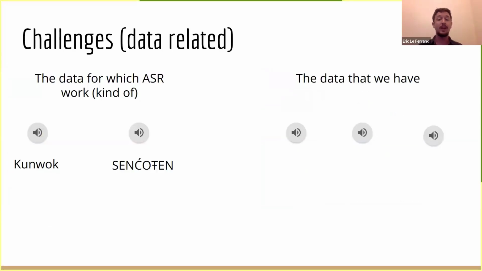To illustrate that, I selected a few recordings, I hope you're gonna hear. So these are two examples of two languages and two recordings that might be taken as input by a classic speech recognition system. This is an example in Gunwok.